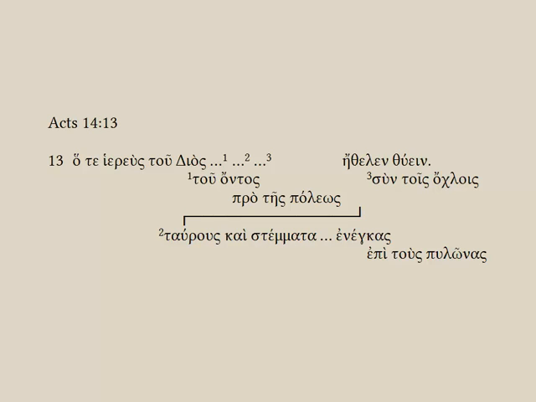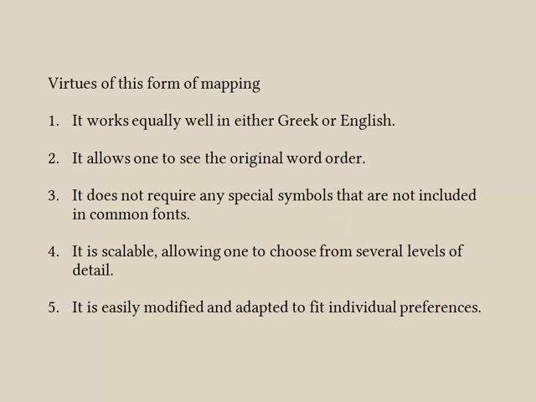For exegesis, well, there are many good books on exegesis, and most of them include some form of technique similar to sentence mapping. I think this particular form of mapping has several virtues. It works equally well in either Greek or English. It allows you to see the original word order. It doesn't require any special symbols that aren't included in common fonts. It's scalable. In other words, it allows you to choose from several different levels of detail. And it's easily modified and adapted to fit individual preferences.